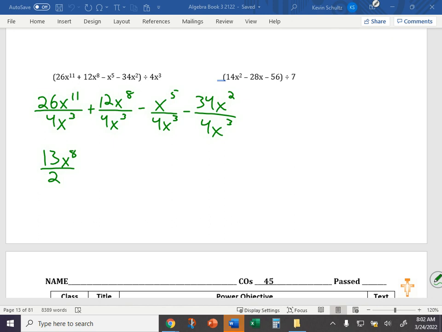And then we go on to the next term. 12x to the 8th divided by 4x cubed. 12 divided by 4 gives us what? 3. X to the 5th. We don't need our denominator in this case because everything down there cancels out. So we just leave it as 3x to the 5th. Our next one, go ahead and write that negative sign there so you don't forget.